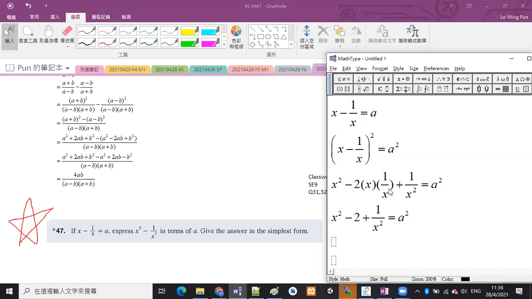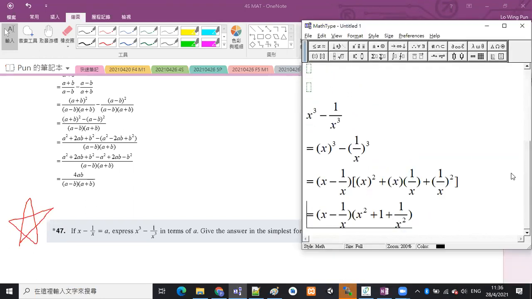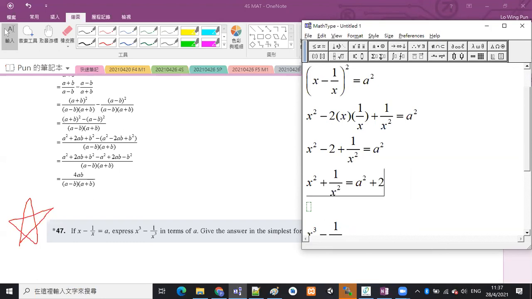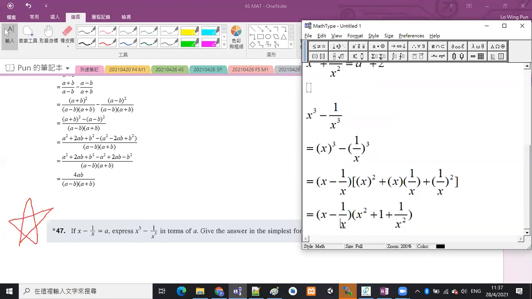But what we need here is x squared plus 1 over x squared. Okay, the 1 is okay here. We can just ignore it. But what we need to calculate is x squared plus 1 over x squared. And now we know that x squared minus 2 plus 1 over x squared is equal to a squared, which means that leaving x squared plus 1 over x squared on the left, moving the 2 to the right, it becomes a squared plus 2. And this is our preparation. And we will use this preparation here.